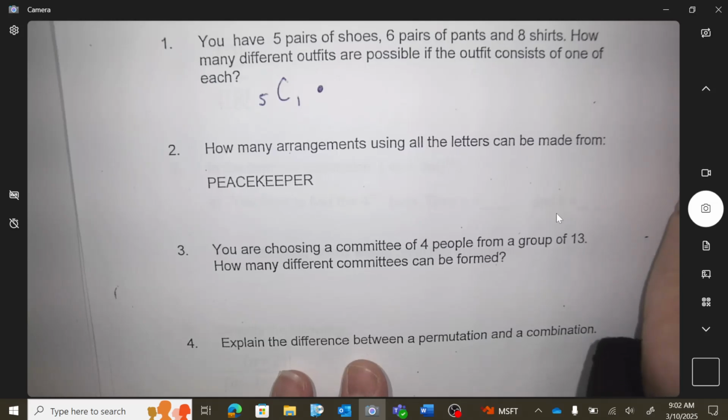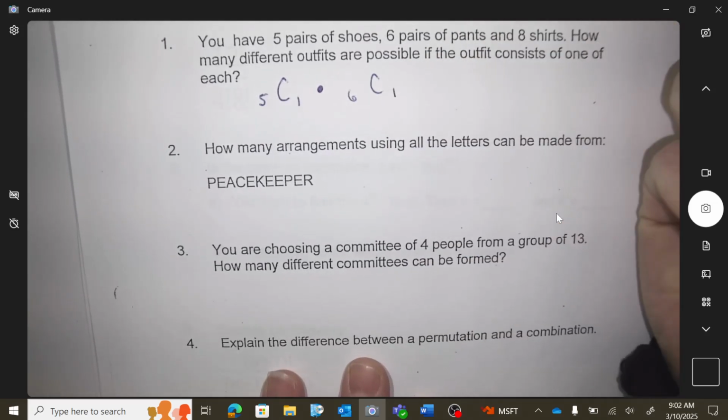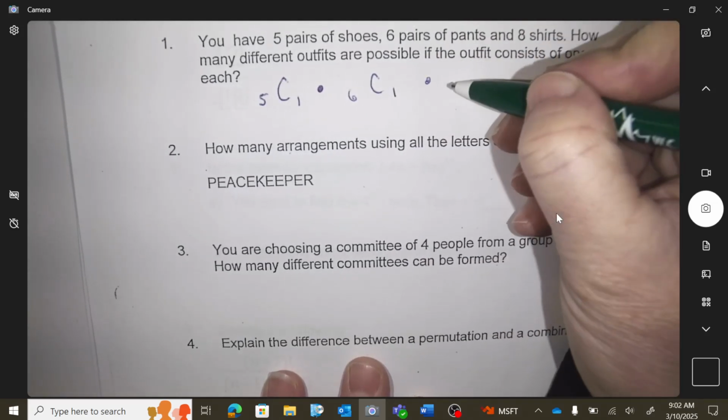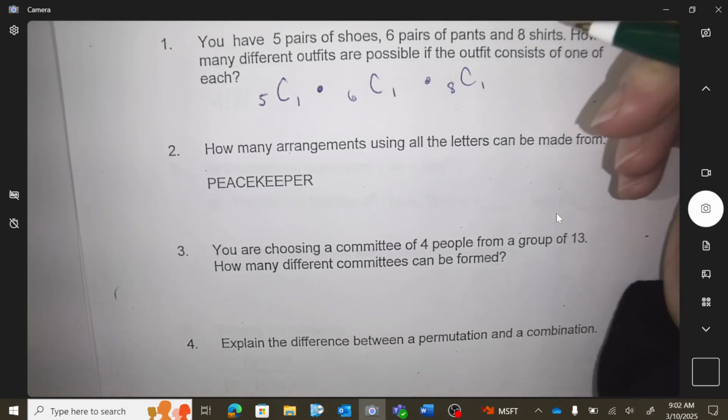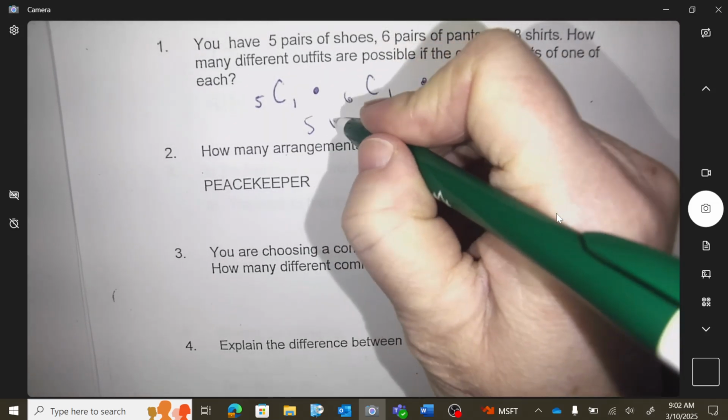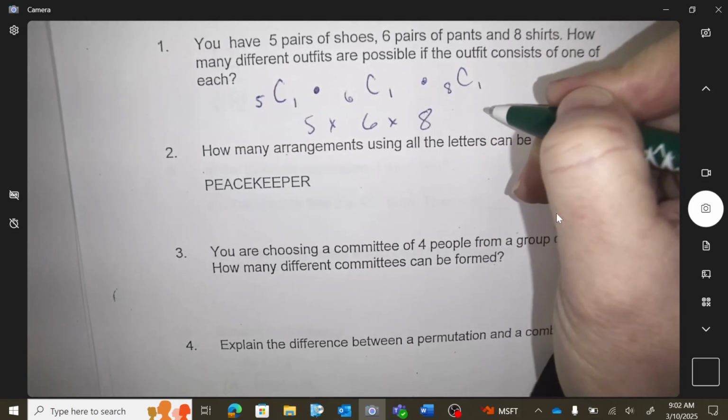Times. There's 6 pants and I have to choose one. And there's 8 shirts and I have to choose one. Okay, and yes, that does come out to 5 times 6 times 8.